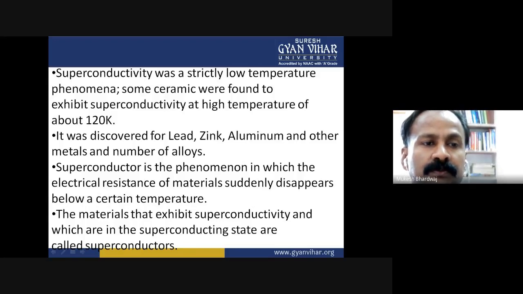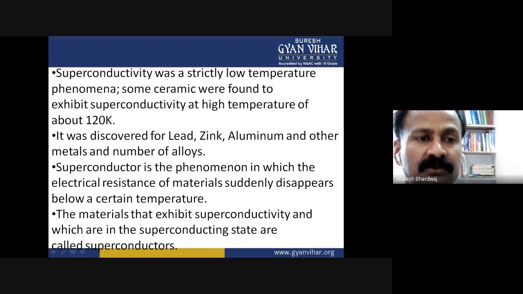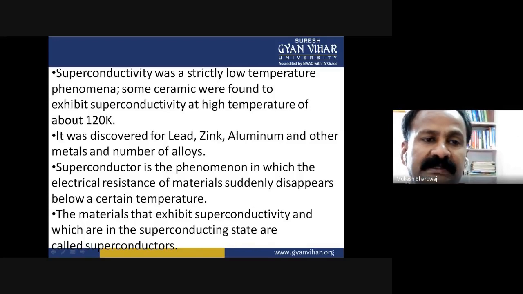So the figure we had seen shows an example of the variation in electrical resistivity with temperature. The temperature at which superconductivity appears is called the critical temperature or transition temperature. Superconductors are materials which show superconductivity under certain conditions of temperature and magnetic field. The state in which the superconductor does not show superconductivity is called the normal state.